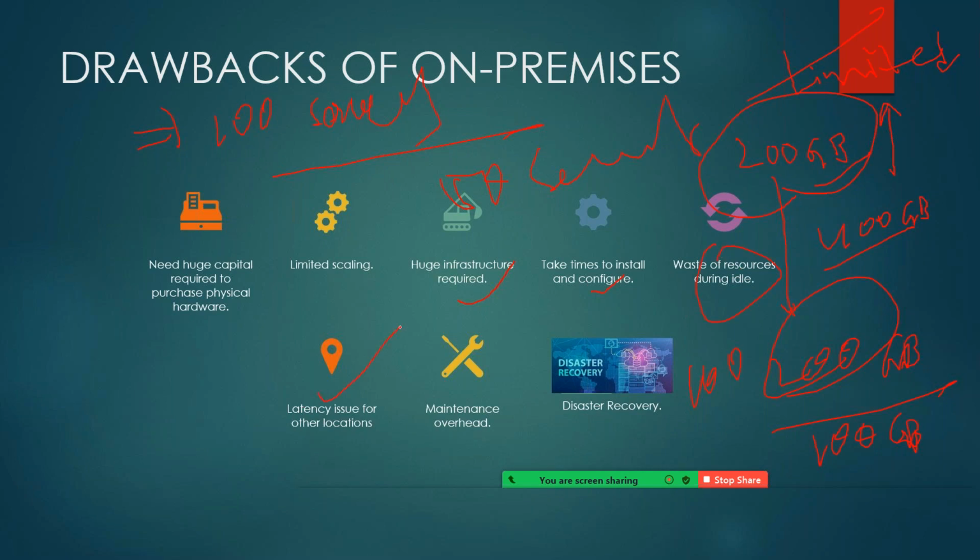Latency issues. For example, your project is in India, but your users are from the USA. So the USA people get latency when searching for data from India. Why? Because it is so far away. So that is the latency issue you are getting.